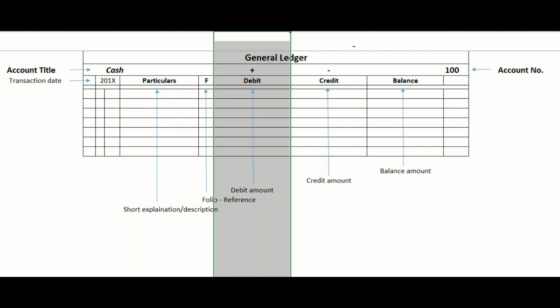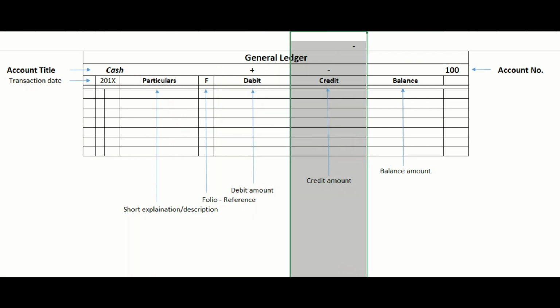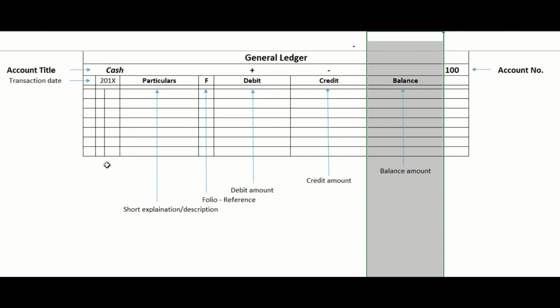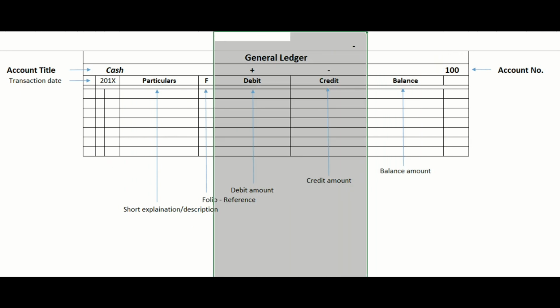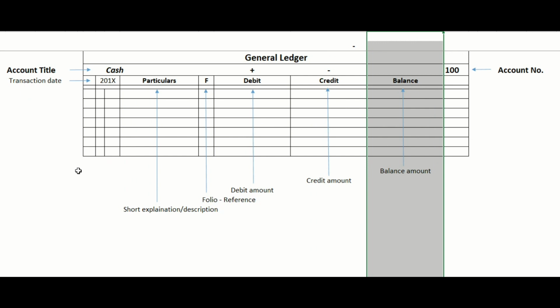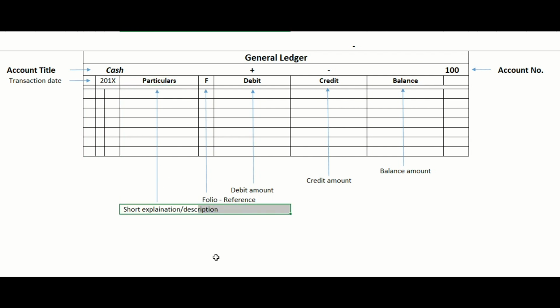The columns are 1, 2, 3. In the journal, there is only debit and credit. But this time, we have what we call the balance. Of course, we have the account title, for example, cash, and then the account number. We have the transaction date, again, which we record. And particulars, the short explanation or description, usually from the journal so that they match.